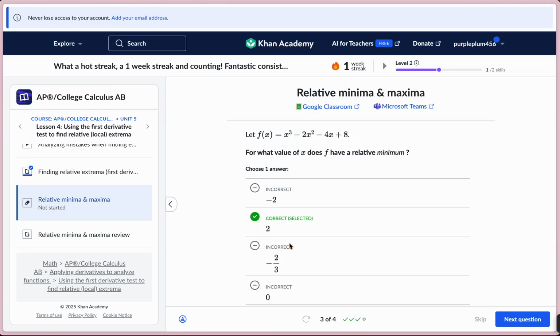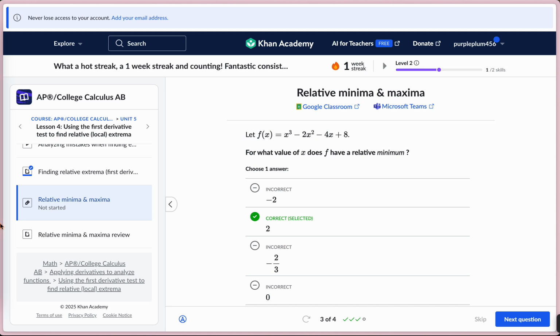Today we're going over relative minima and maxima. So this one, we're given the original, and then we're asked for what value of x does f have a relative minimum? Okay, so in this question we're going to be taking both the first derivative and the second derivative, and we're going to be comparing the two.